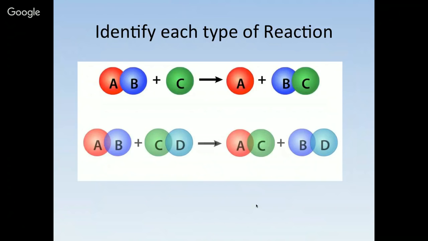All right, so we're looking at this. We see A and B as a compound and C on its own, and then it's switching spots. A is coming out to be by itself, and then we have B and C as a compound. Down here, we have one pair, A and B, and C and D, and then they're switching partners and becoming A and C, B and D.